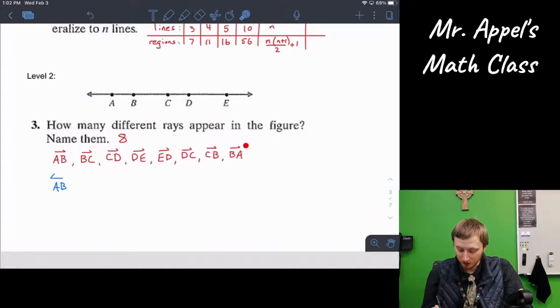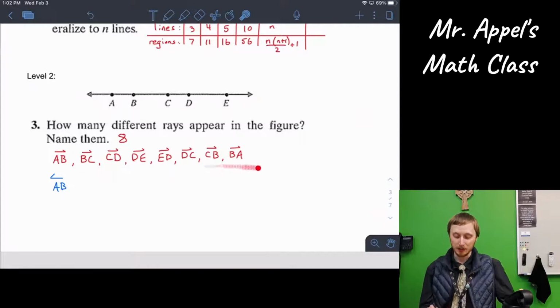I have the arrow going in the same direction, or I could have reversed it so that the arrow is over the A. So this is a different ray than that one. This is the same as this guy. So there are 8 different rays there.